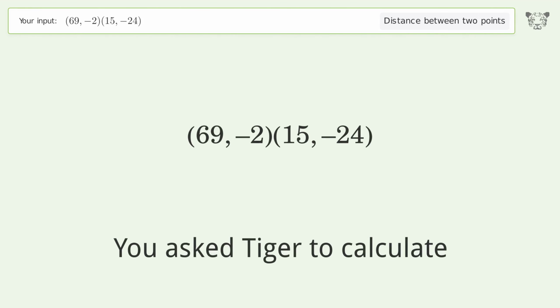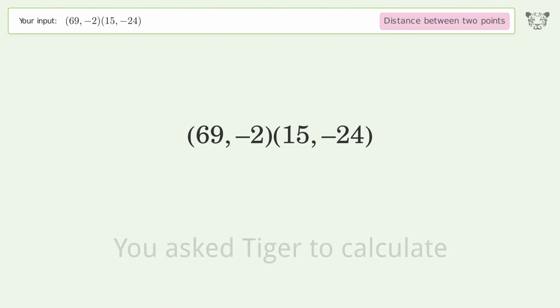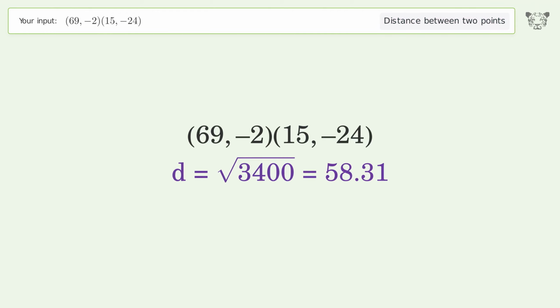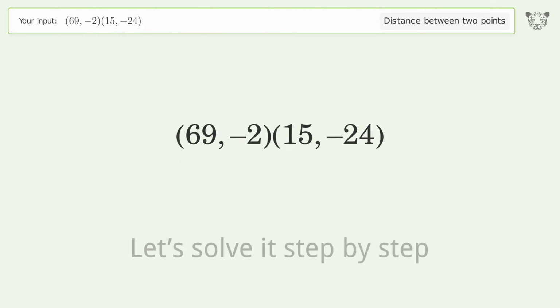You ask Tiger to calculate. This deals with the distance between 2 points. The distance between the 2 points is the square root of 3,400 or 58.31. Let's solve it step by step. Plot the 2 points and calculate the distance using the formula.